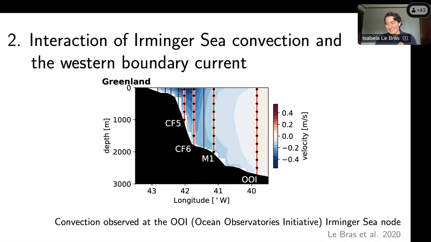Okay, so moving on to the second part of my talk here. Now I'll be talking about the interaction of convection in the interior of the basin and the western boundary current. So here again are CF5, CF6, which I've introduced before in the boundary current, and then moving offshore, we have M1, and then the OOI mooring in the interior of the Irminger Sea, where deep convection actually occurs.